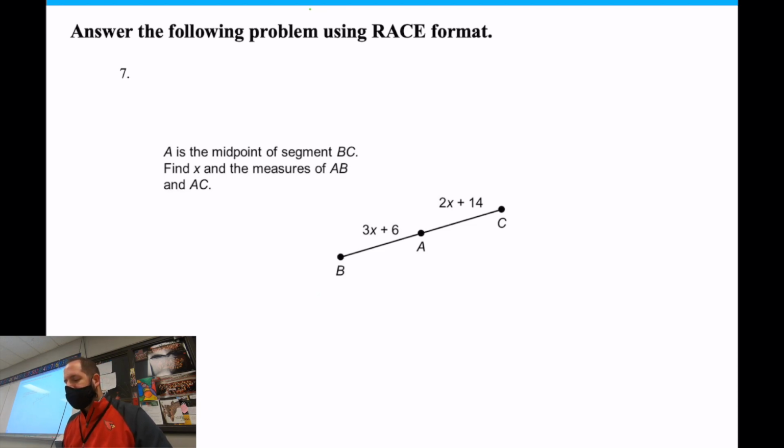How I always explain race format. Restate and answer the question in the first sentence. Boom. If it says find x, x is blank, or the value of x is this. That's the first sentence, you answered it.